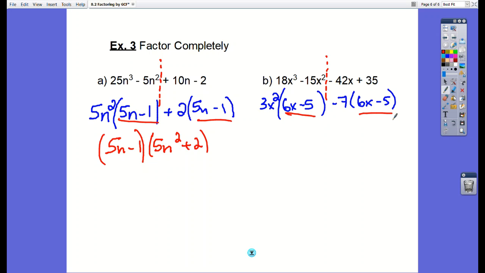We now have a common binomial. Factor it out. 6x minus 5, 3x squared minus 7.